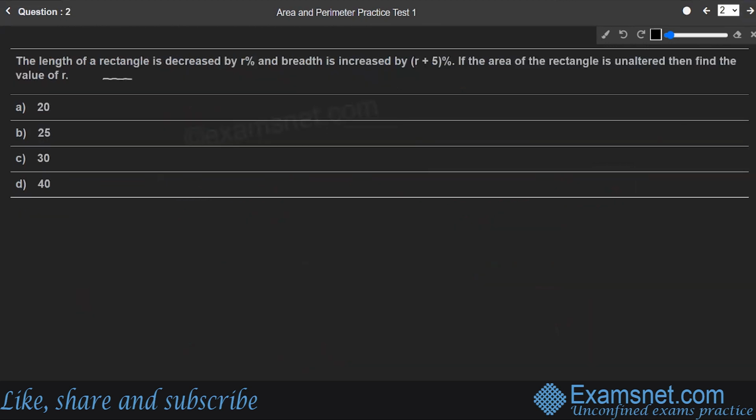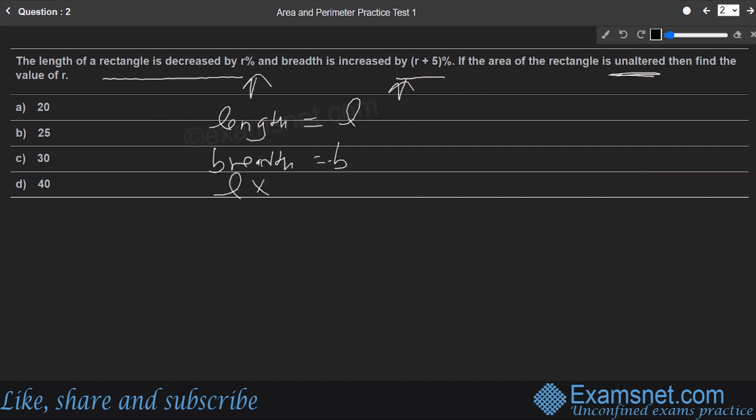The length of a rectangle is decreased by r% and breadth is increased by r plus 5%. If the area of the rectangle is unaltered, that is the area is not changed, then find the value of r. Okay, so by doing these changes in the length and breadth, he's saying the area still remains same. So let us assume the length of the rectangle is L and the breadth of the rectangle is B. Let us find out the original area. Original area is always length into breadth, so original area is LB.